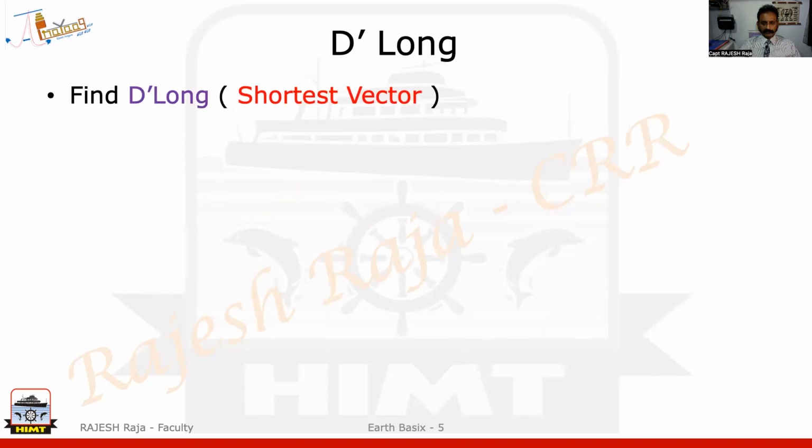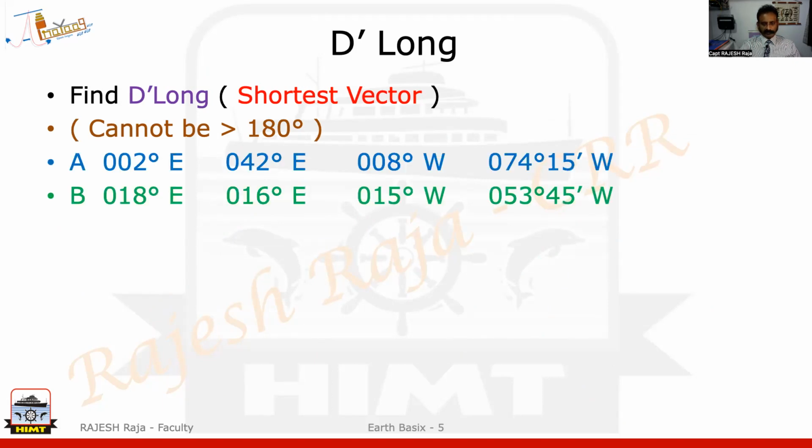Let us take a few problems. I'll be taking one more set of problems. Something you should be very careful of: it is always the shortest vector, D long, so the angles cannot be more than 180. Why? Because if you get an angle more than 180, that means you are missing the shorter part of the circle. Anything more than 180 means there is something on the other side which is less than 180, so you should always look at less than 180. I'm giving you the first set of data, always starting from A to B. Please see vertically, just like what we did in D lat and mean lat.